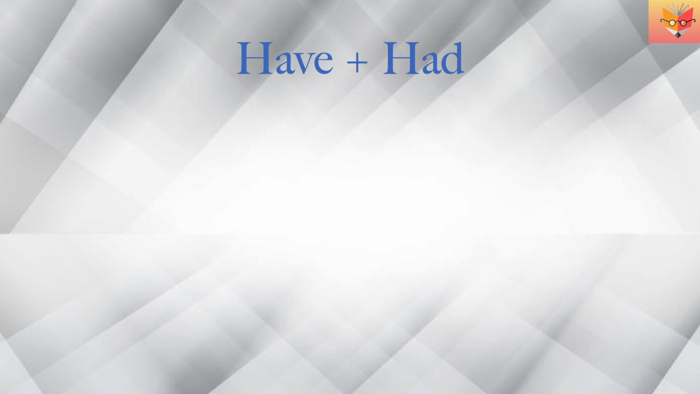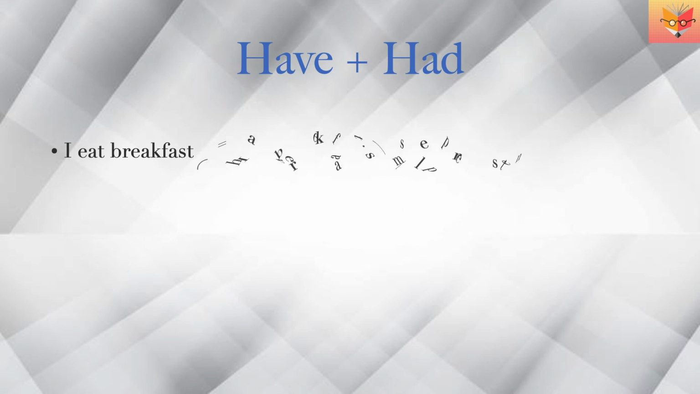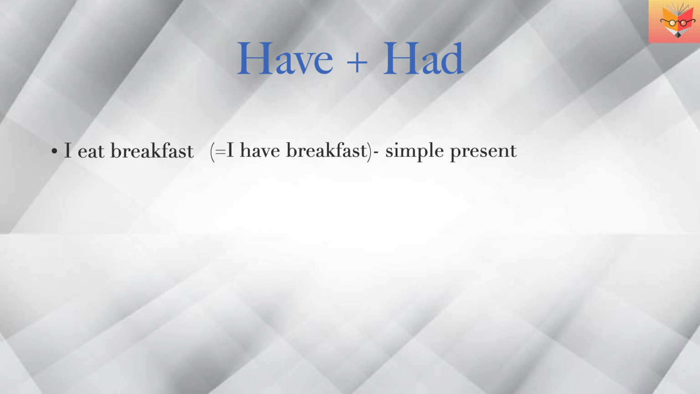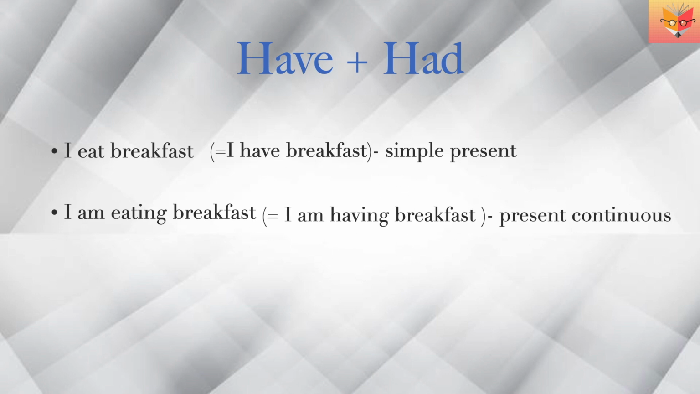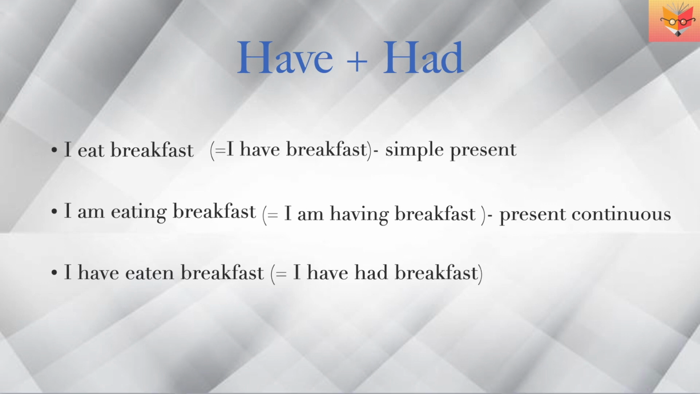In simple present tense, I eat breakfast can also be represented as I have breakfast. In the same way, in present continuous tense, we can say I am eating breakfast as I am having breakfast. Now, talking about the same sentence in present perfect tense, we can say I have eaten breakfast. Converting it, we can say I have had breakfast. So in this manner, we can easily use the structure of have plus had.